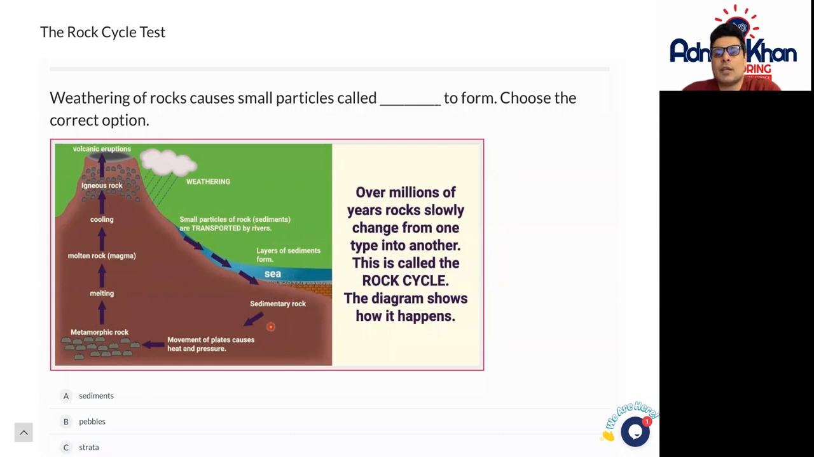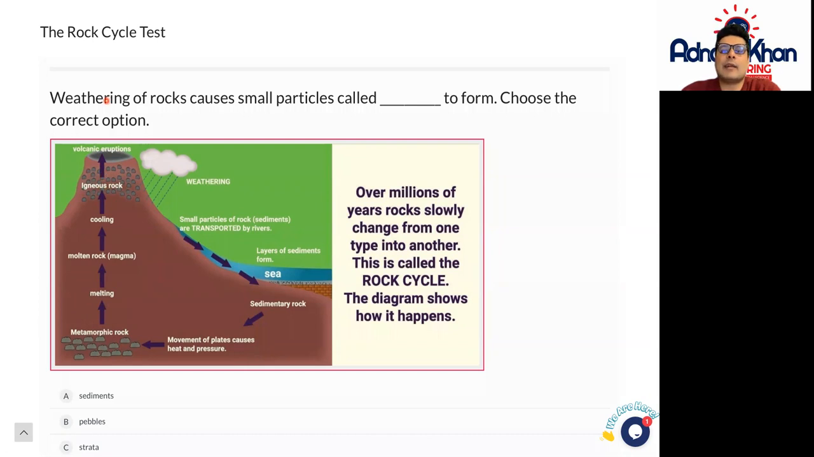Through movement of plate tectonics, heat and pressure turn sedimentary rocks into what we call metamorphic rocks. And metamorphic rocks are then melted through the volcano, and they become molten rock, magma, which then cools, and that turns into what we call igneous rocks. So can you see the cycle that goes all the way around?